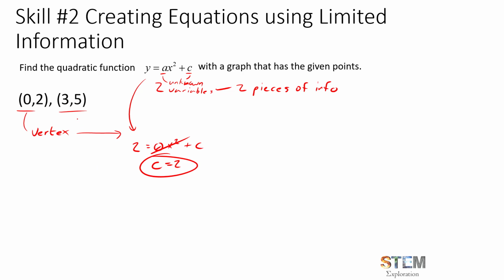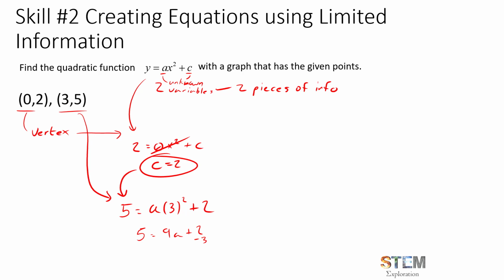So now we're going to leave c in place here, and plug that piece of information along with this one, since we figured out a variable, and therefore 5 equals a times 3 squared plus 2. And what you should see here now is that the a variable is our second piece of information, but is also the only variable that remains. So now we're going to just say 5 is equal to 9a plus 2.